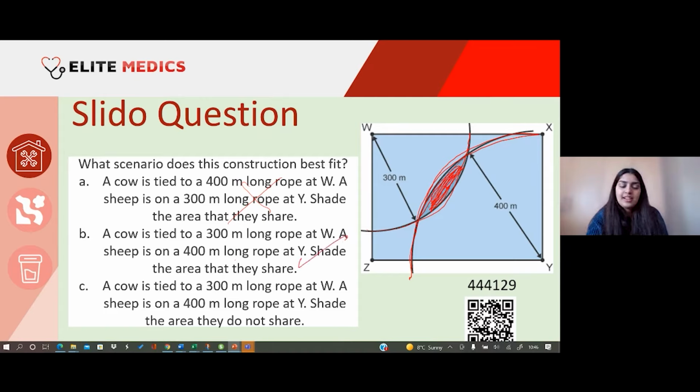So that's correct. Finally, let's read the last statement just to make sure that it's all wrong. Cow is tied to a 300-meter long rope at W. Sheep is tied to a 400-meter long rope at Y. Shade the area that they do not share. So that's not true, obviously, because the cow can obviously be in here and the sheep can also be in here. So that's wrong as well. So that's how we work out the answer for this one. Hopefully that makes a bit more sense. If not, feel free to ask questions in the Teams chat.